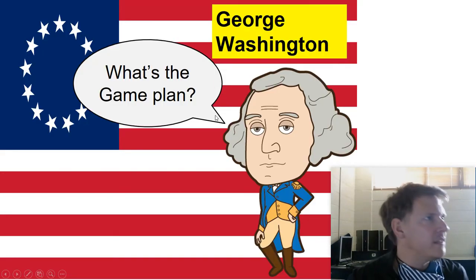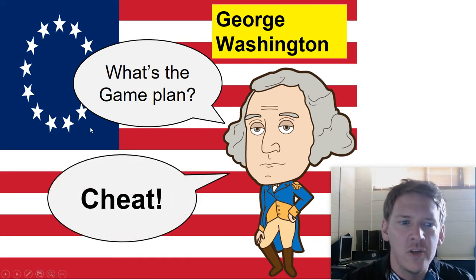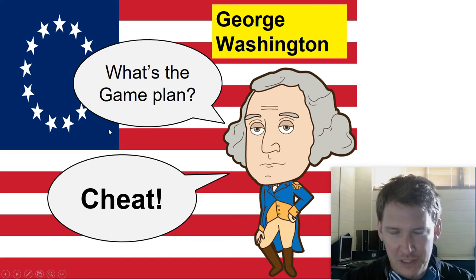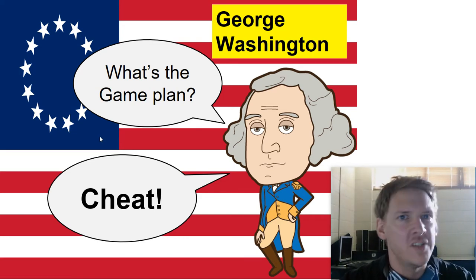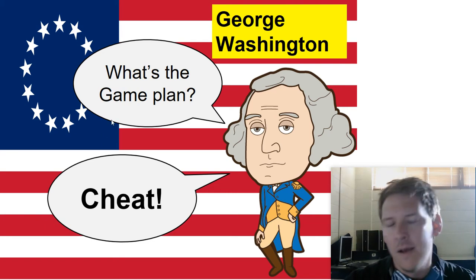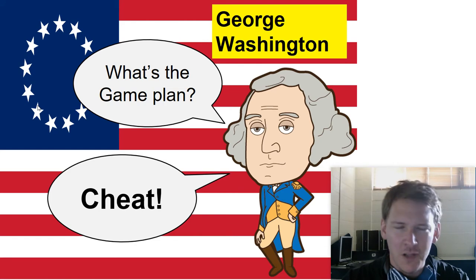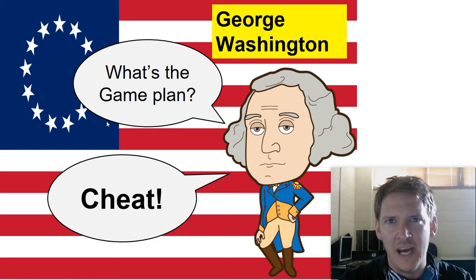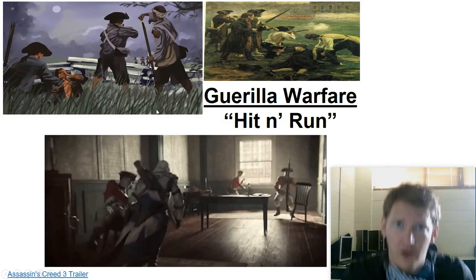All right, so what is the game plan for the American Revolution? George Washington, what are we going to do? The plan is going to be to cheat. Again, if you want details about all the specific battles in the war, there's tons of stuff on YouTube, tons of stuff online. I'm just going to give you the basics to get you ready for the AP U.S. History test. Odds are, though, the test is not going to say, what was the game plan? A, cheat. B, not cheat. C, play. Whatever. Anyway, guerrilla warfare.